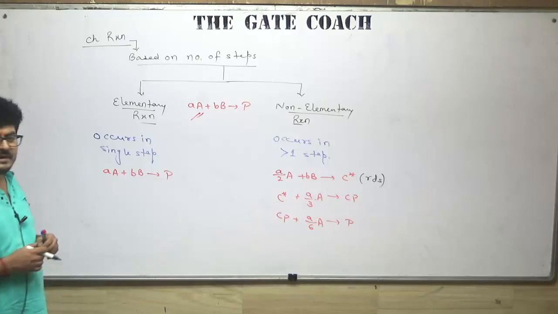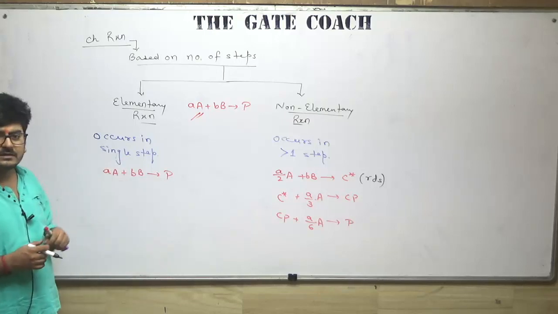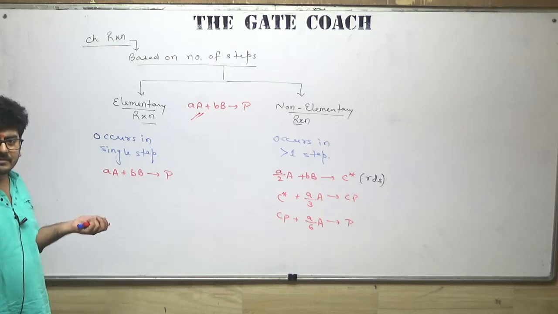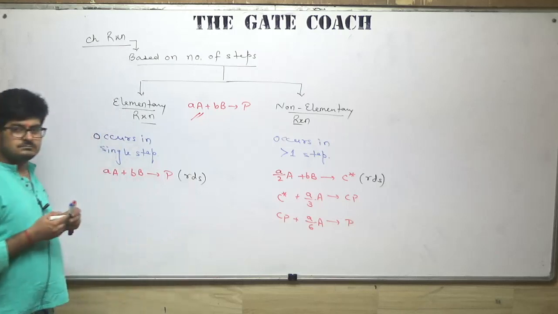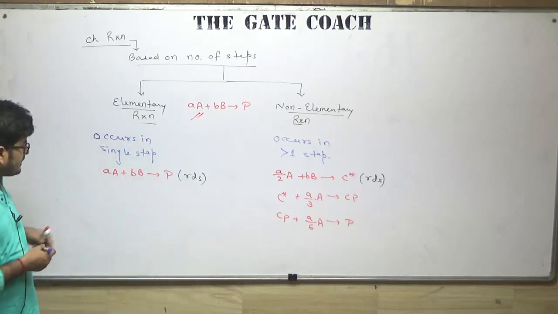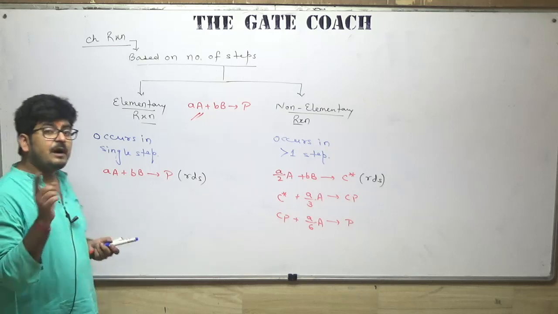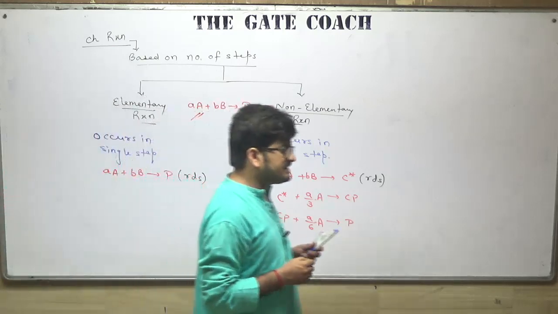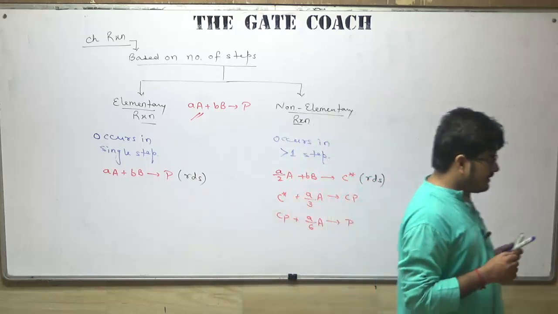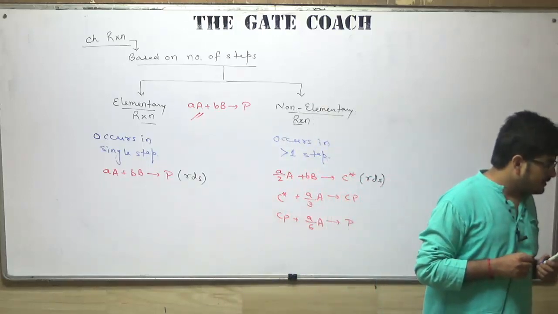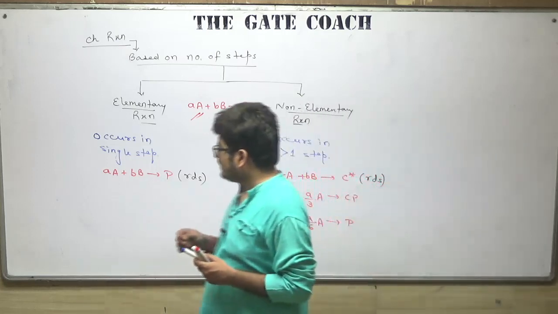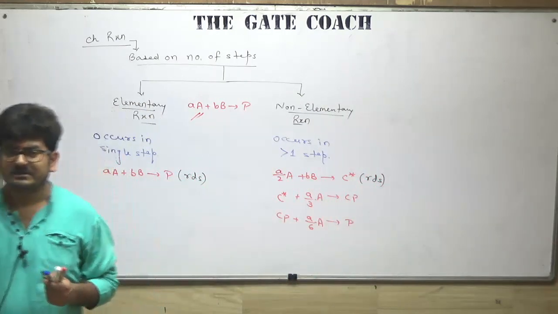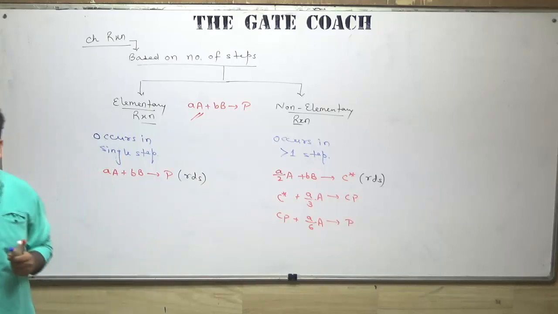But when I talk about the elementary reaction which occurs in one step only, since it has only one step, by default that one step will be the RDS, without any doubt. Okay, and we know that from the power law which we discussed today in the morning. Rate equation is always written only for the rate determining step.